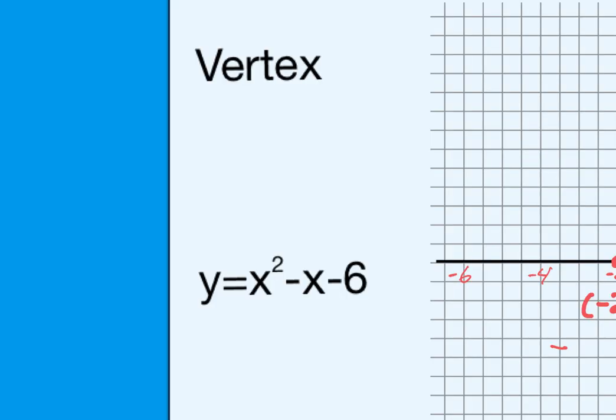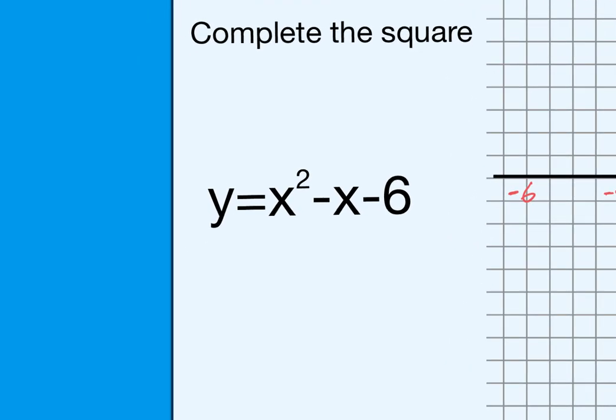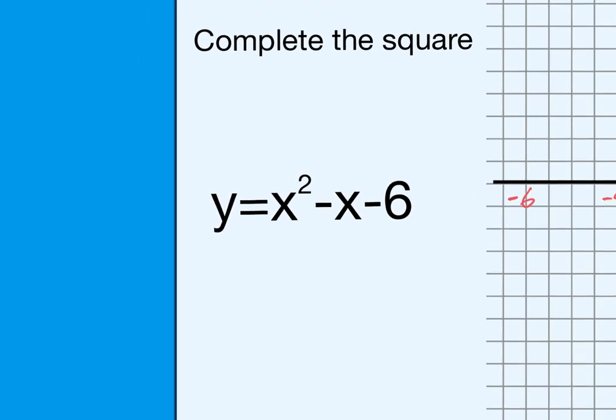Okay, so next what we want to do is find the vertex. Now, the vertex is going to be the very bottom, you can think of the lowest point or the highest point of the graph. How do we find that? Well, we need to complete the square. And I know what you're thinking, oh boy, complete the square. I don't want to complete the square. That's long. Well, let's make it kind of short, okay? So when we complete the square here, we're going to have y equal to, we're going to put parentheses x squared minus x. We're going to put the negative 6 on the outside.